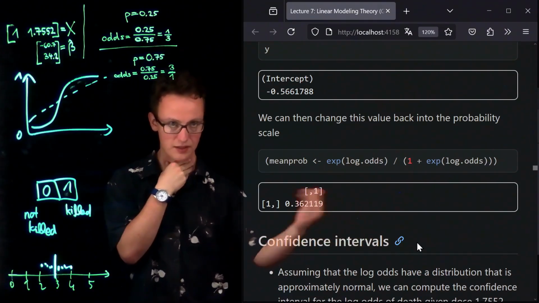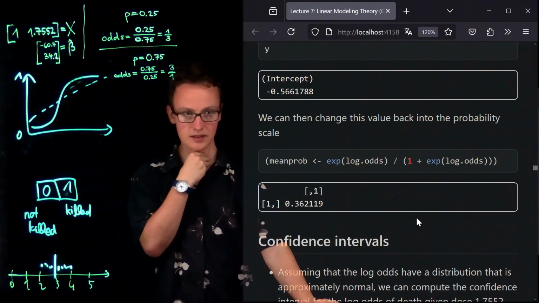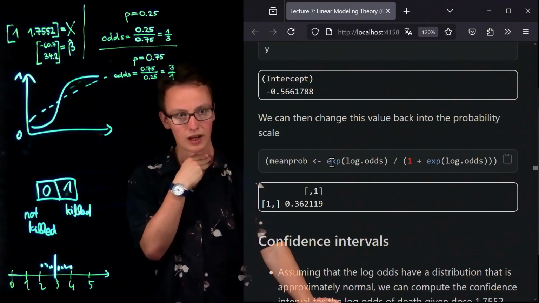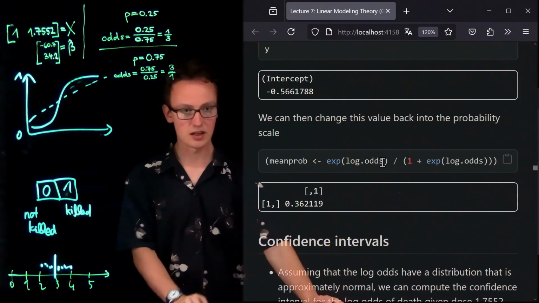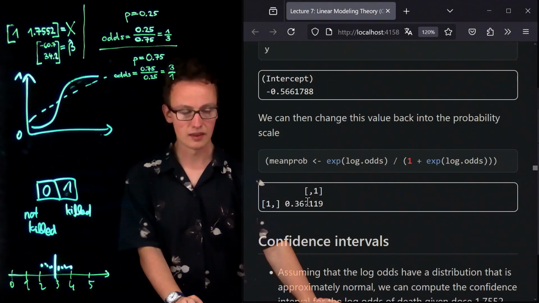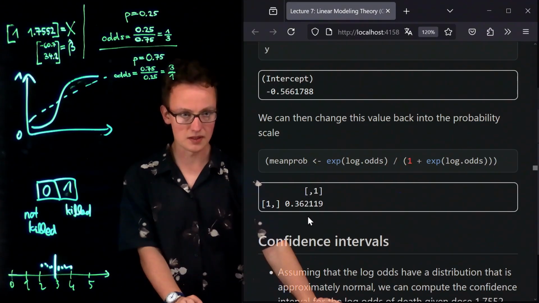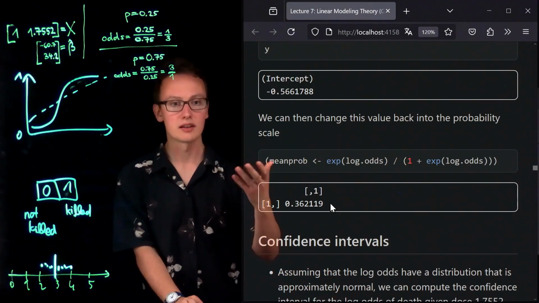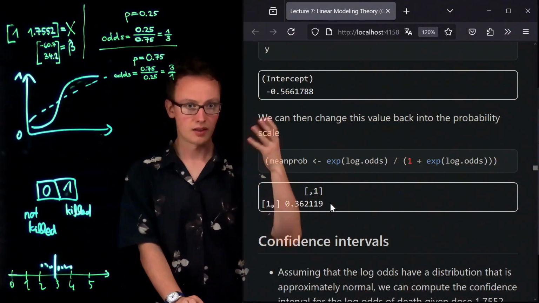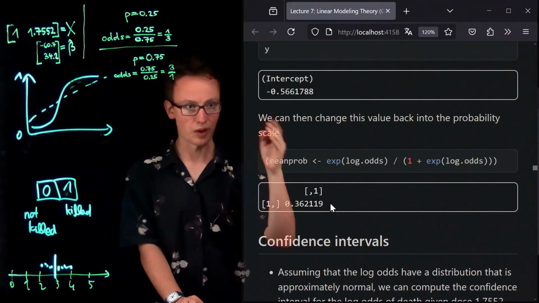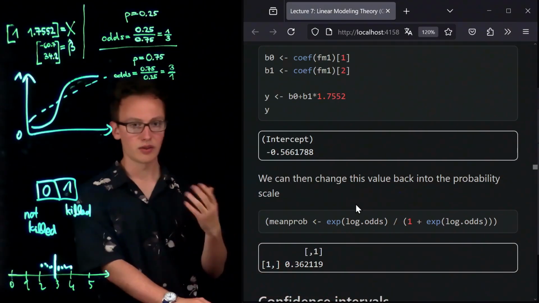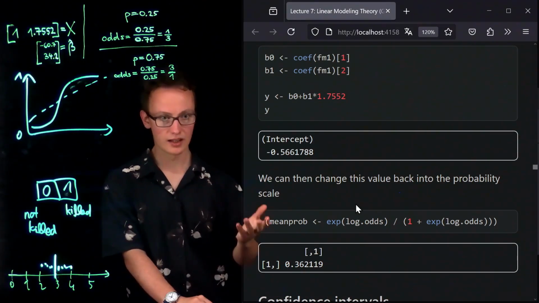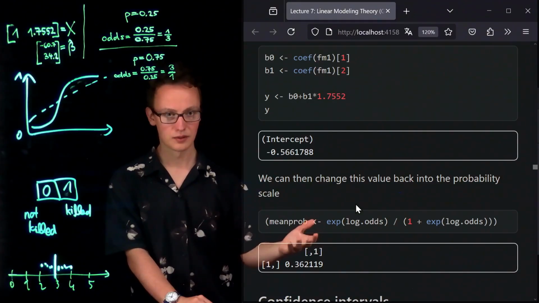And we can change this value back to probabilities, as I just said. So we can apply this formula, exponentiate the log odds, and divide it by 1 plus the exponentiation of the log odds, and we see the probability, which is 0.36, so 36%. In other words, the model predicts that under a dose of 1.7552, there is a 36% chance of dying for a beetle, okay?